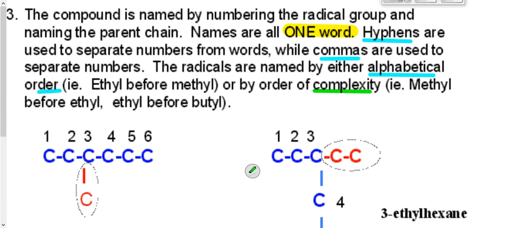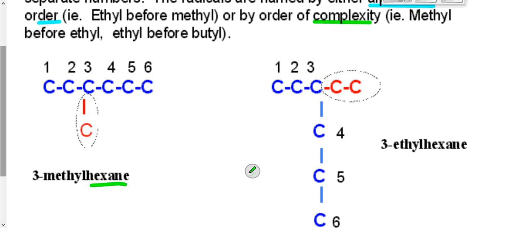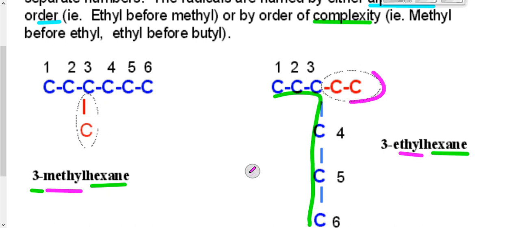So putting this all together, on my hexane chain, I have a methyl branch, and that methyl branch is on carbon 3. 3-methylhexane. In the next example, on my hexane chain, on my 6-carbon chain that we highlighted earlier, I have an ethyl branch. It's a 2-carbon long branch, and I can find it on carbon 3 of the hexane chain. It is 3-ethylhexane. So we're always going to find ourselves working somewhat backwards when we name organic molecules.